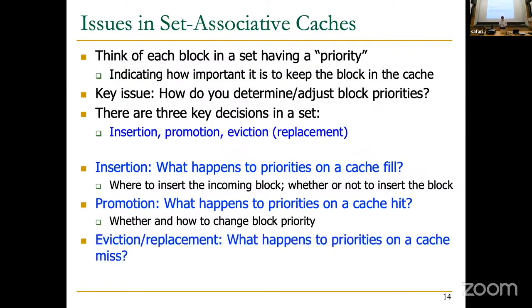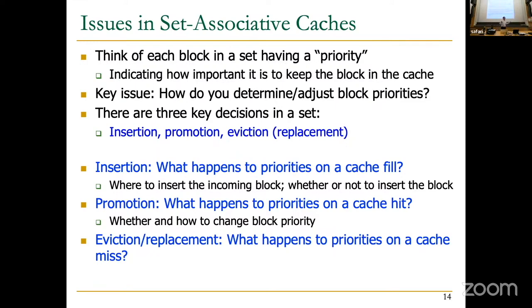Okay, and the third decision point in a cache is when you are trying to evict or replace a block. Meaning, when you get a cache miss, when you're looking for a block in the cache, and it's not in the cache, that's a cache miss, then you bring the block, and then you have a bunch of blocks in the set. Now, if the set is full, meaning all of the blocks in the set are actually valid, then you need to decide which block to replace from the cache.